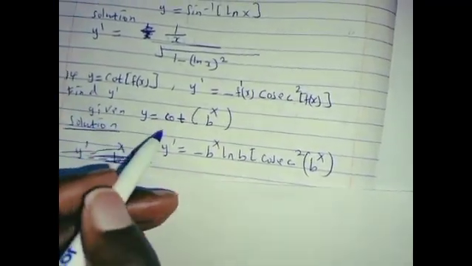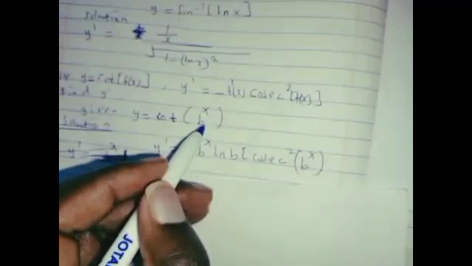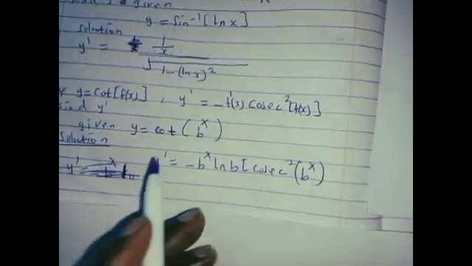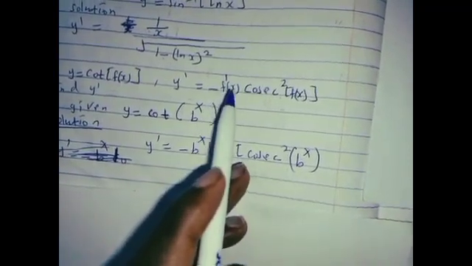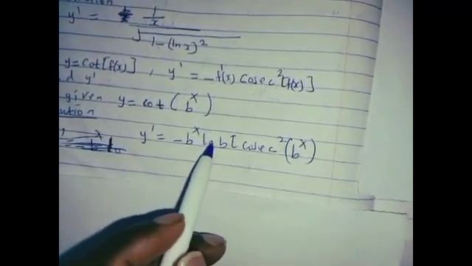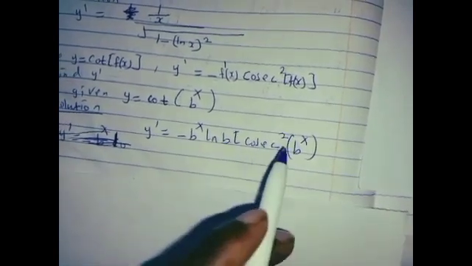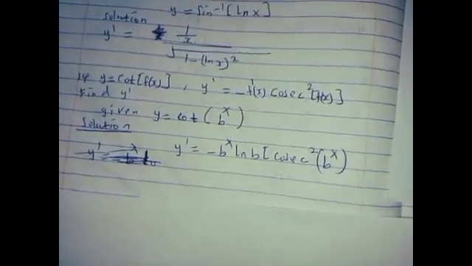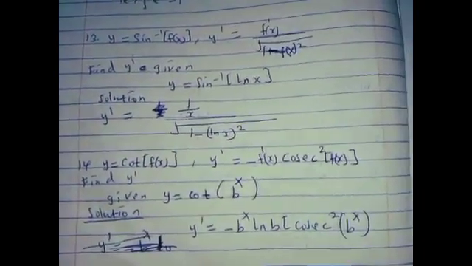So find y prime given y is equal to cot of b power x. The result is very simple. First of all, we differentiate this function. b to the x differentiated is b to the x, natural logarithm of b, into bracket cosec squared b to the x. So that is the result which we obtain.